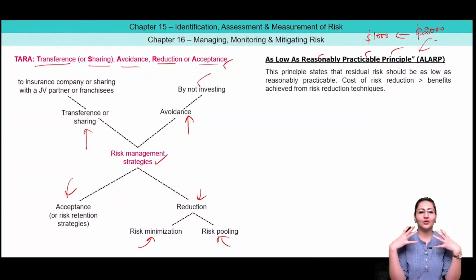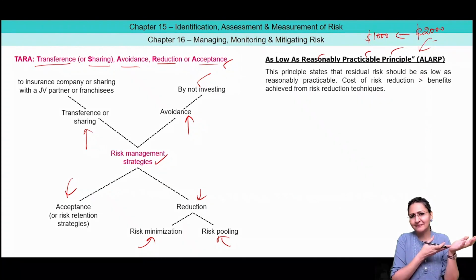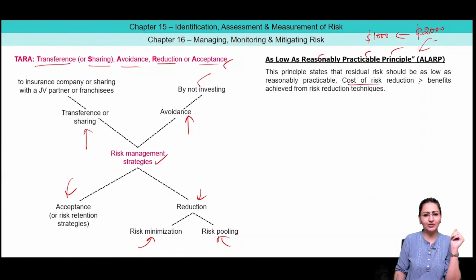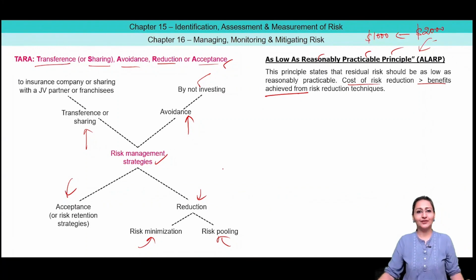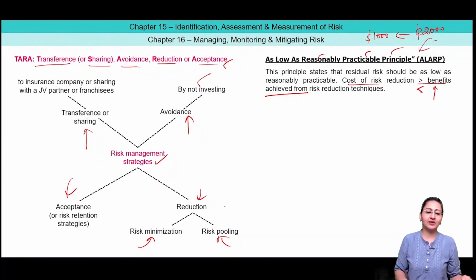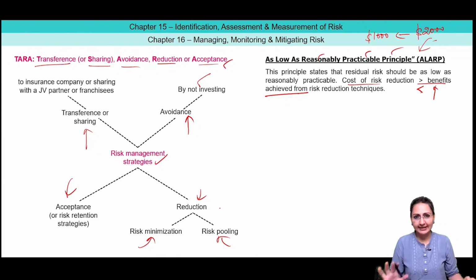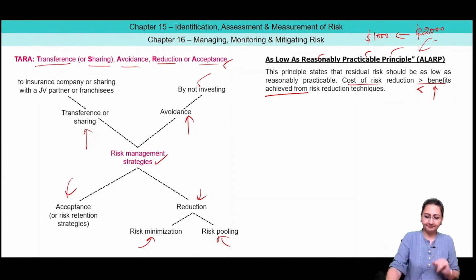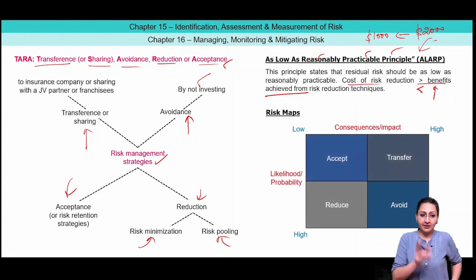Whatever loss you are going to face, anyways, the cost of managing it should be less. So the ALARP principle says that if the cost of risk reduction is more than the benefits, then you are on the wrong path. Ideally, the cost of reduction must be less than the benefits which will come from the risk reduction technique. Benefit should be more, then only you should take up that risk management technique. Now, risk maps. Risk maps came in the exam in the last quarter as well as the last to last quarter. So quite important here.